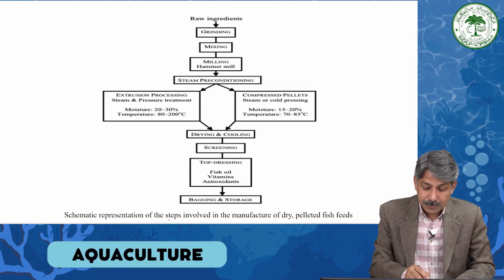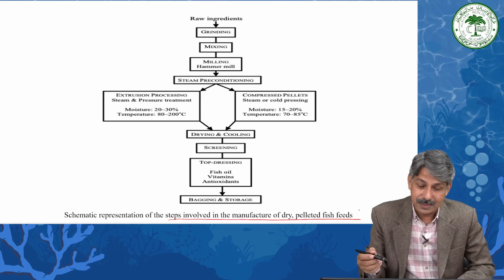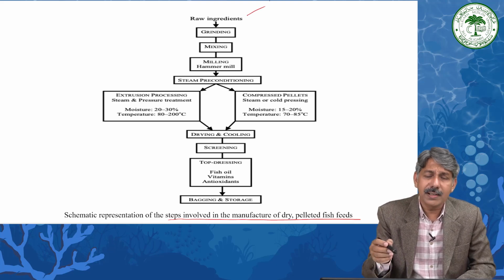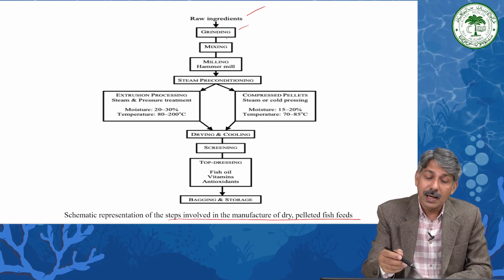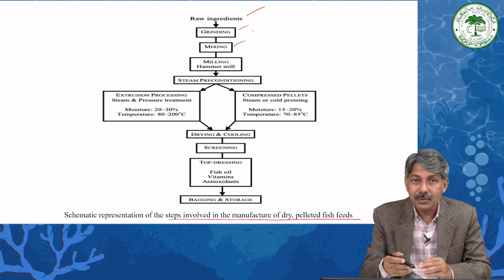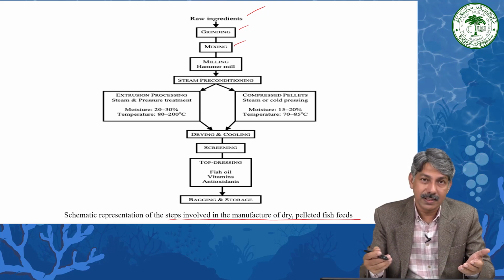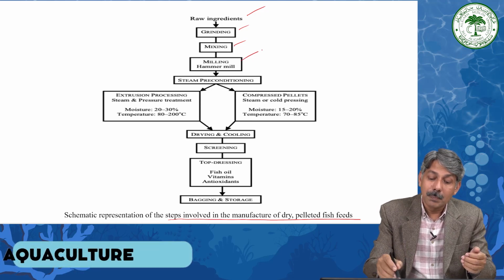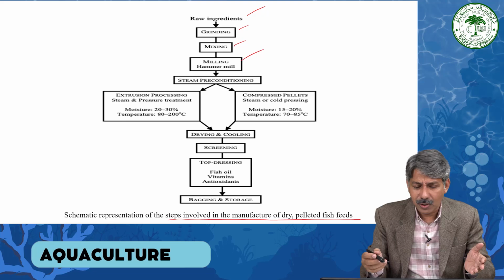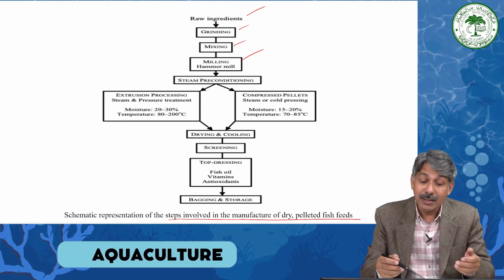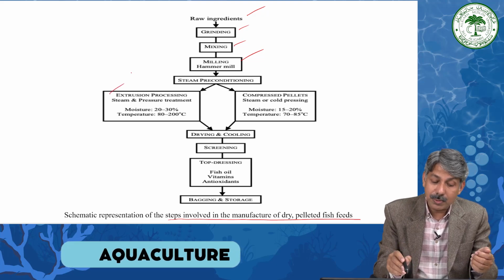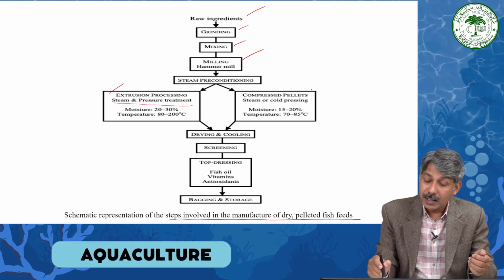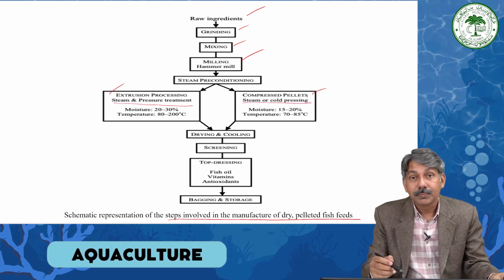This is a representation of steps involved in manufacture of dry pelleted fish feeds. Very quickly, when we get raw ingredients, we go for grinding. Different methods of grinding are there. Then after grinding, depending on how many ingredients you have taken, they are mixed together thoroughly, and then we use a milling process, hammer mills, or there are other methods also. Then we go for steam preconditioning. Then there are two options: extrusion processing with steam and pressure treatment, or compressed pellets with steam or cold pressing.